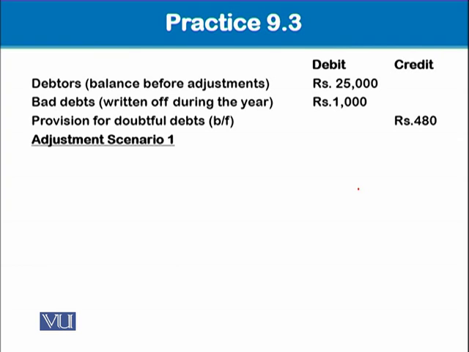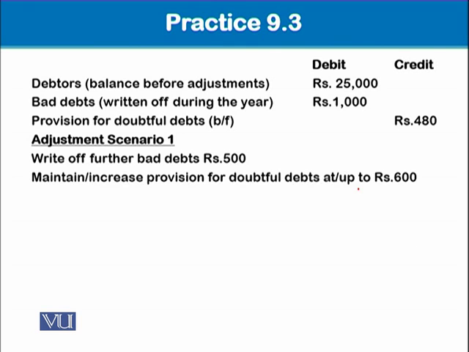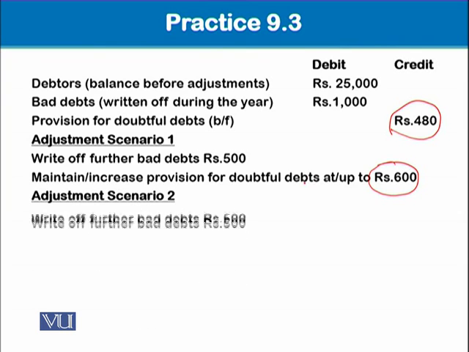And there is a scenario to write off further bad debts of 500 and to maintain or increase provision for doubtful debts up to 600. Remember, we have opening balance of provision with us, which is 480. And we have to maintain it up to 600. Okay? And the second scenario is that write off further bad debts, 500.